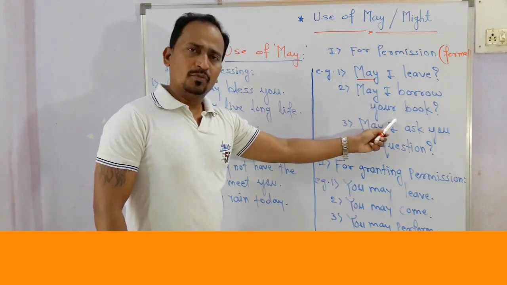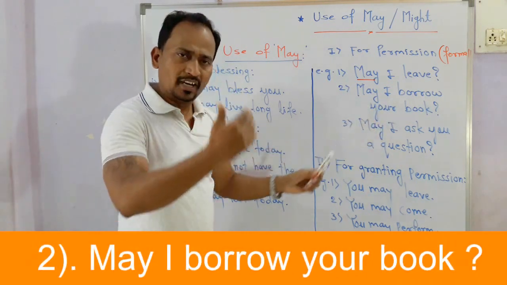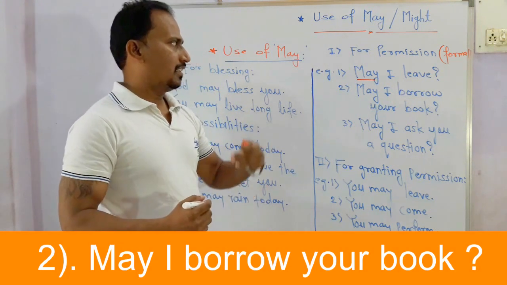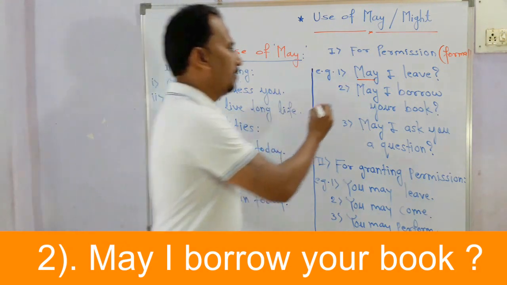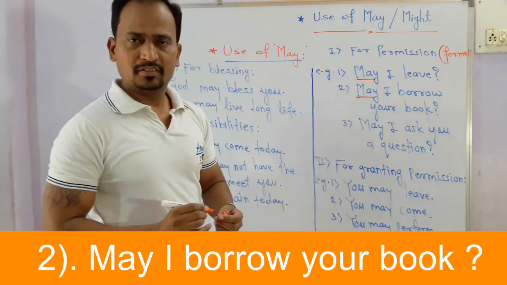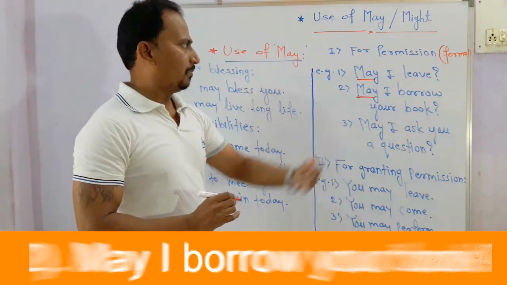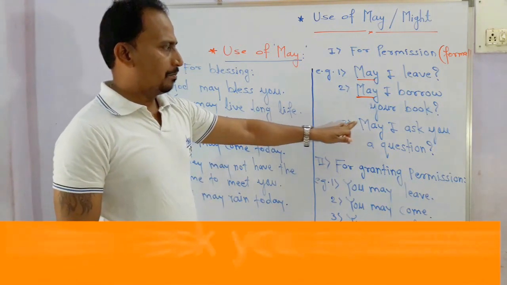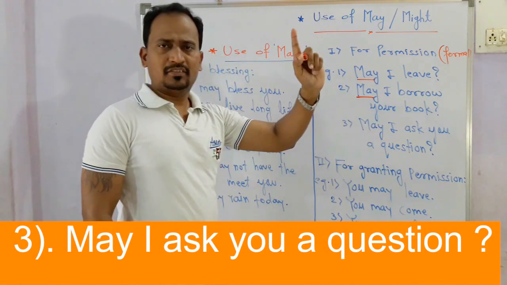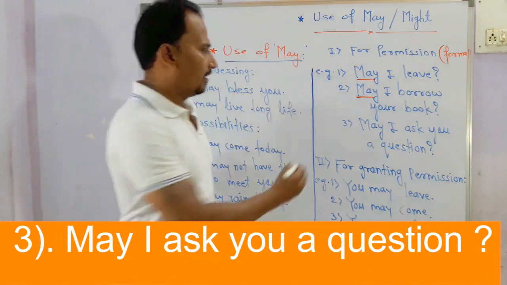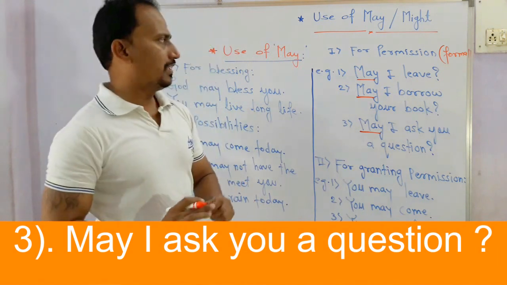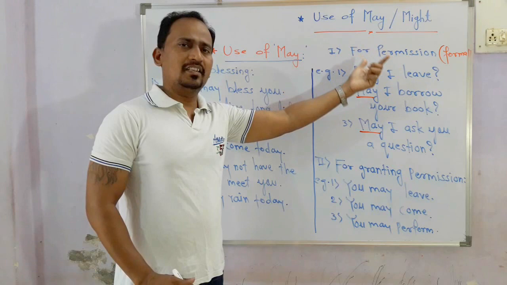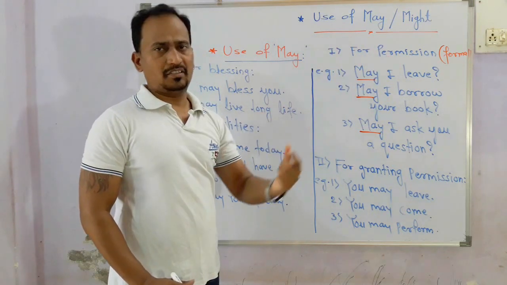One more example. May I borrow your book? So very politely, very formally, you can say, may I borrow your book? So for formal permission, we can use may. One more example. May I ask you a question? So simply or shortly we can say may is used for seeking or taking permission, formal permission.